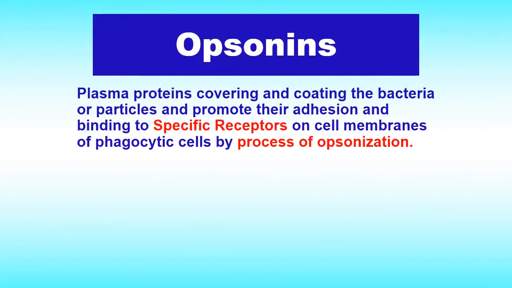What are opsonins? Opsonins are plasma proteins covering and coating the bacteria or particles and promoting their adhesion and binding to specific receptors on cell membranes of phagocytic cells by the process of opsonization. So, opsonins play an important role in the process of phagocytosis.